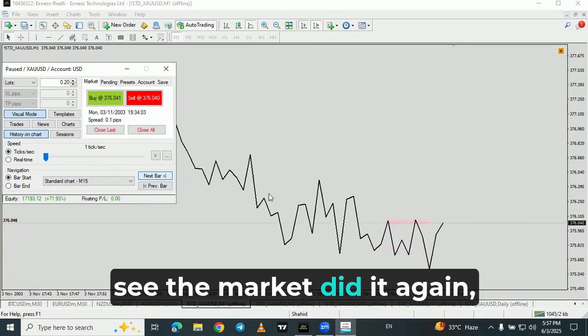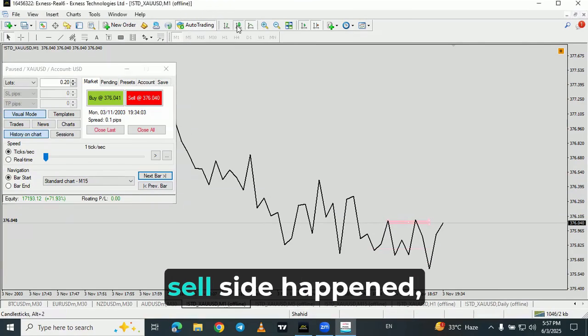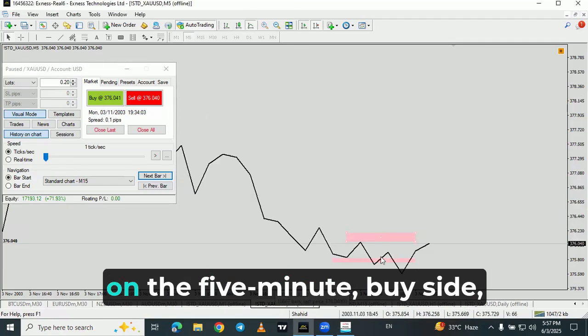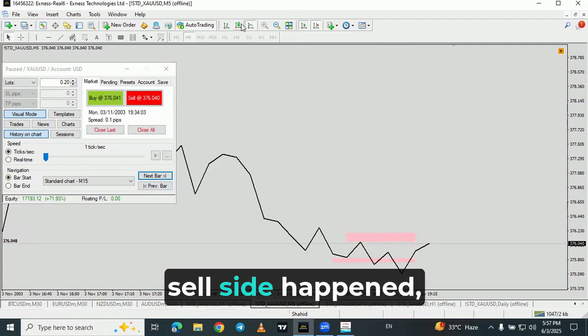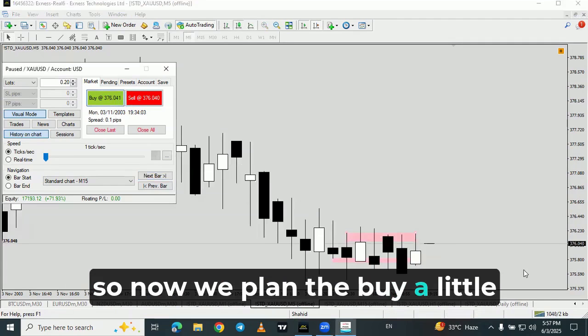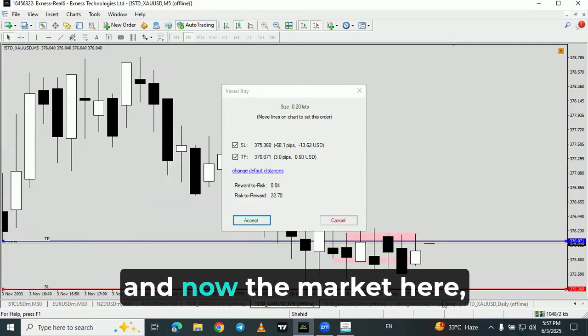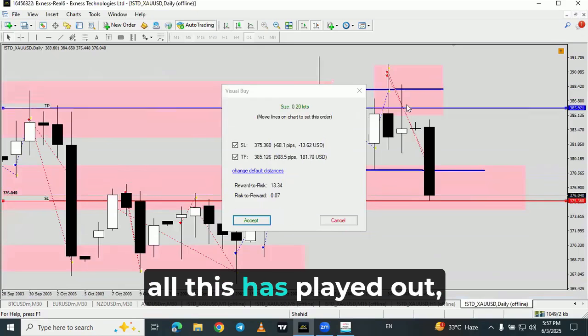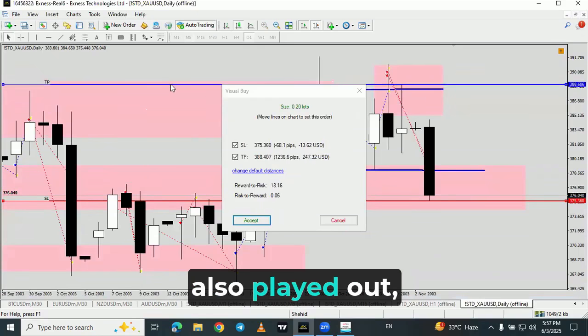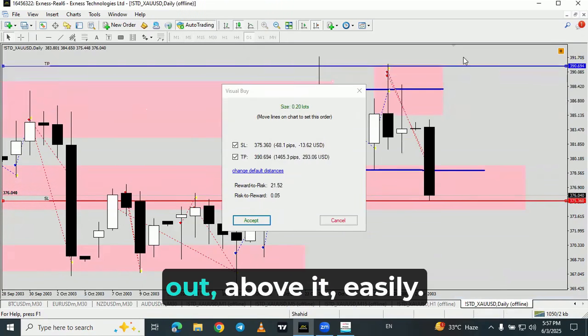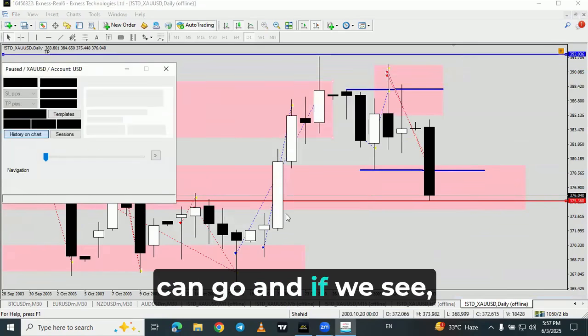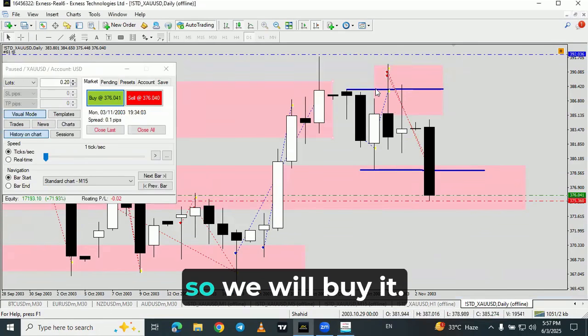5 minutes, see, the market did it again. Now see, buy side, sell side happened. On the 5 minute, buy side sell side happened. So now we plan the buy a little with the 1 minute. And now the market here, all this has played out. This engulfing has also played out. This engulfing has also played out. Above it easily can go, and if we see, the market will also swipe it, so we will buy it.